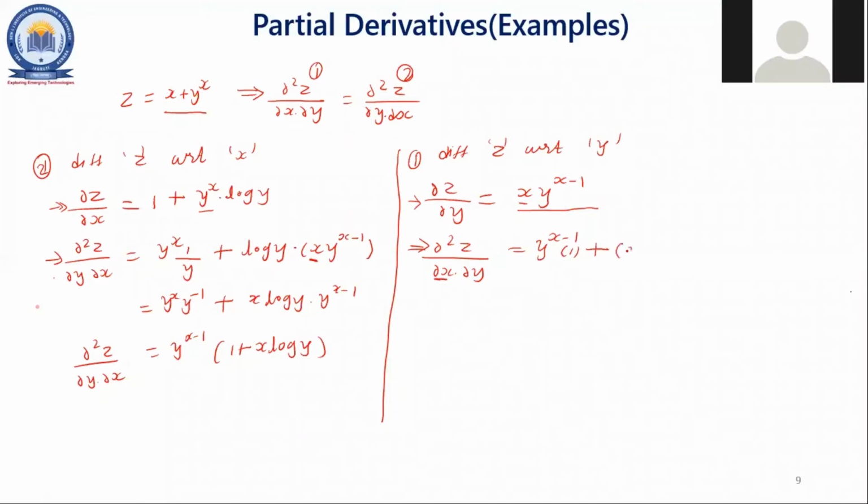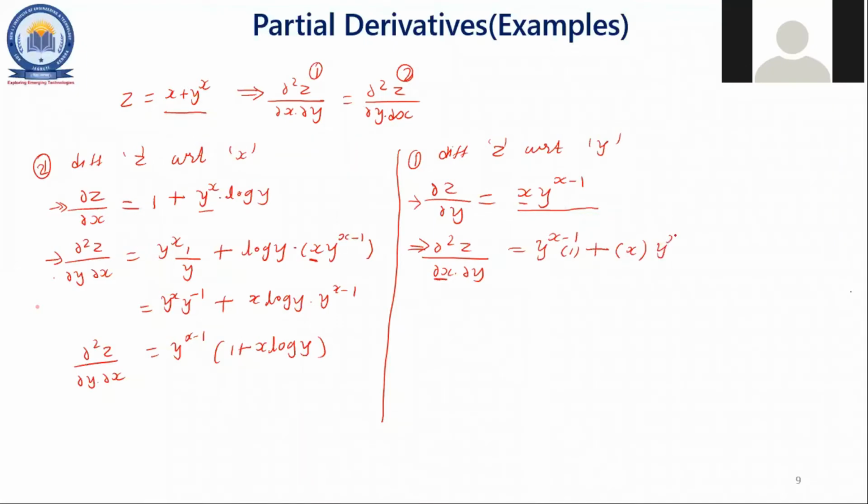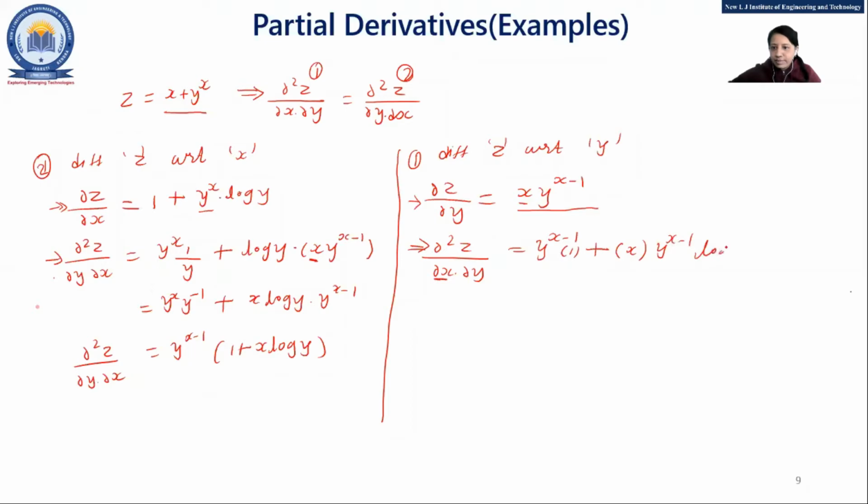So we'll get x as it is, and what about y raised to x minus 1? It is y raised to x minus 1 into log y, same as the previous one. So this is what I'm getting. Now, y raised to x minus 1 can be taken common, so 1 plus x log y. Sorry, plus, right? It is plus.